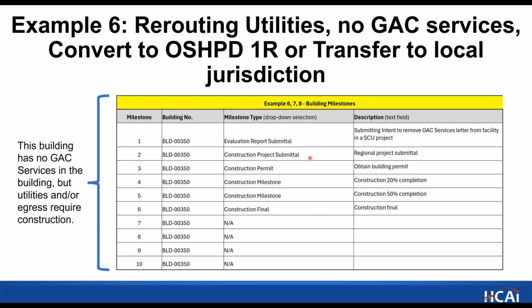Either way, probably there will be construction. So the March 1st deadline is for the construction documents. March 1st, 2026 deadline is for construction documents. March 1st, 2028 is for the construction permit. And then our familiar 3 construction milestones here, the 20% completion, 50% completion, and construction final.